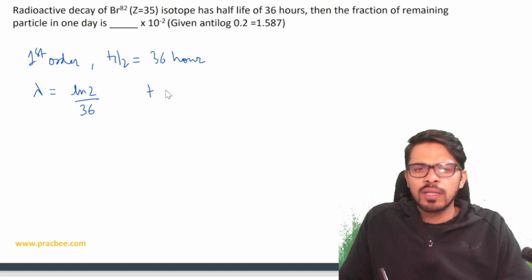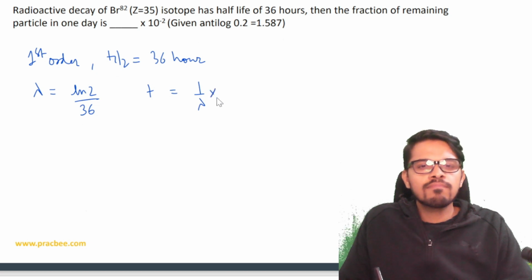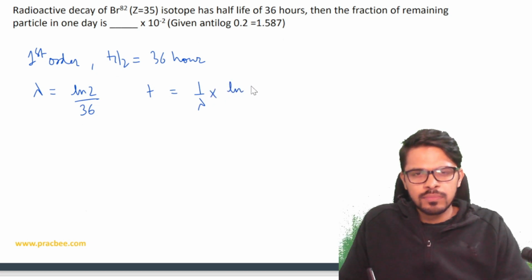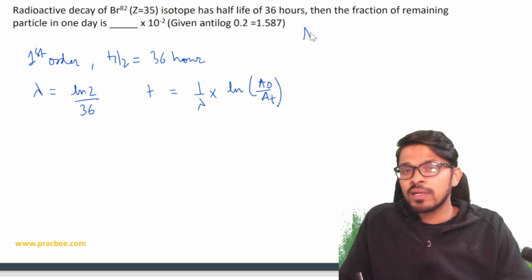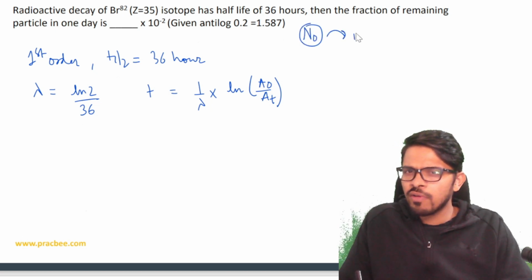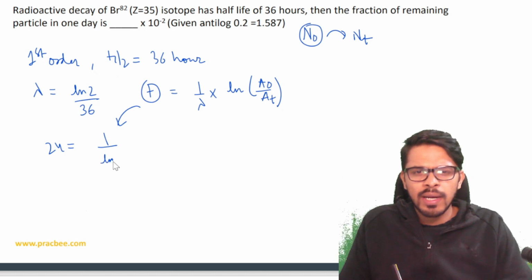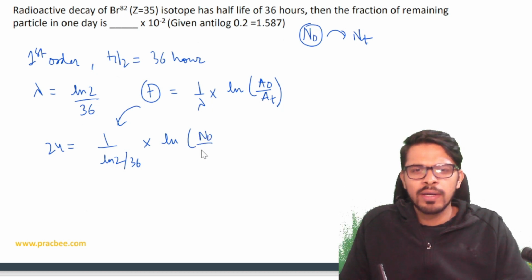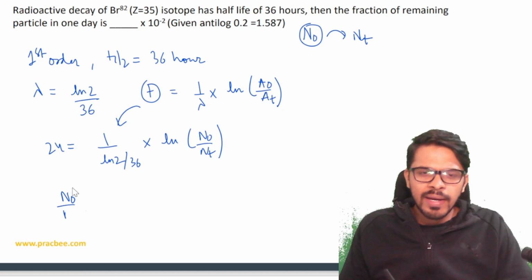If we talk about another time frame t, I know it is 1 by lambda into ln of a naught by at. Now instead of concentration we can talk about the number of particles. Let us say the initial number of particles is n naught and the final number of particles is nt. So basically t, which is 24, is equal to 1 by lambda, which is ln 2 by 36, into ln of n naught by nt. We need to calculate the value of nt by n naught.